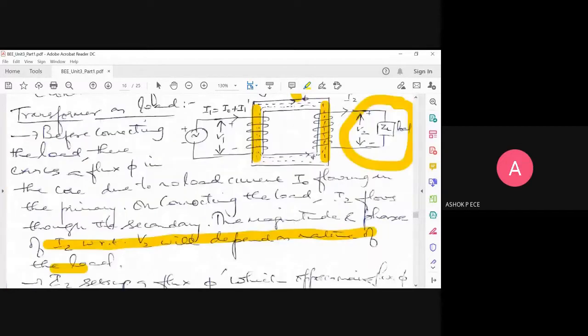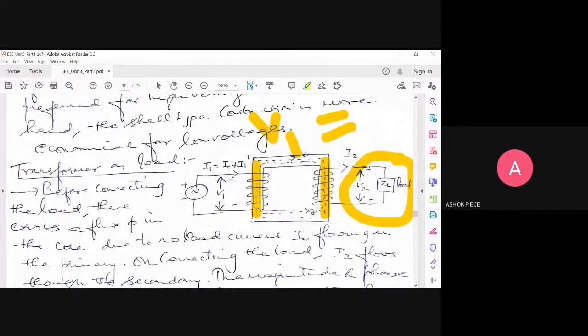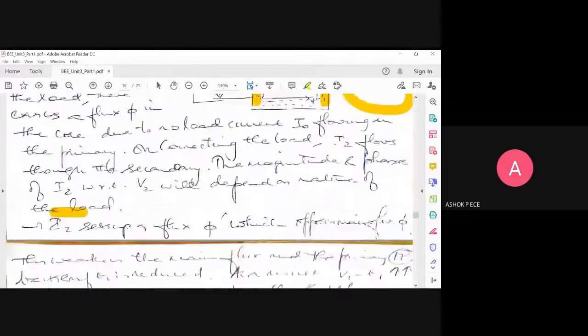When you connect your load to a transformer, things are not going to be the same. They start varying. You will have an opposing flux developed. The primary will have an additional current flowing through it because of the load component, and the load current I2 depends on the nature of the load. It may be inductive, or capacitive, or resistive. So it depends on the type of load which you connect to your transformer.